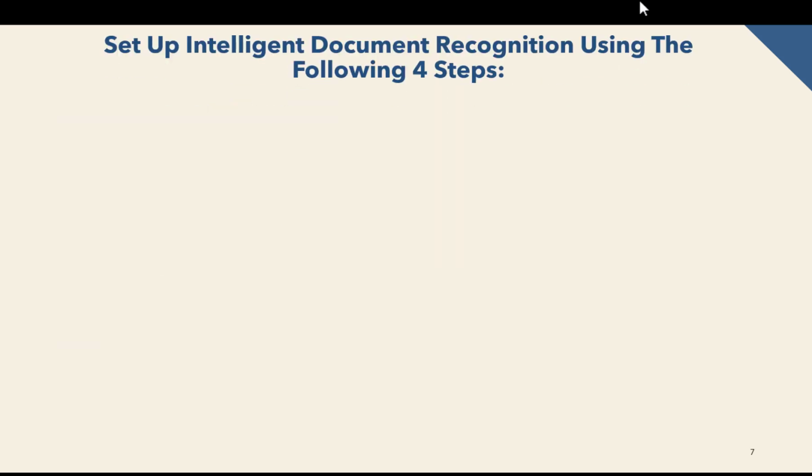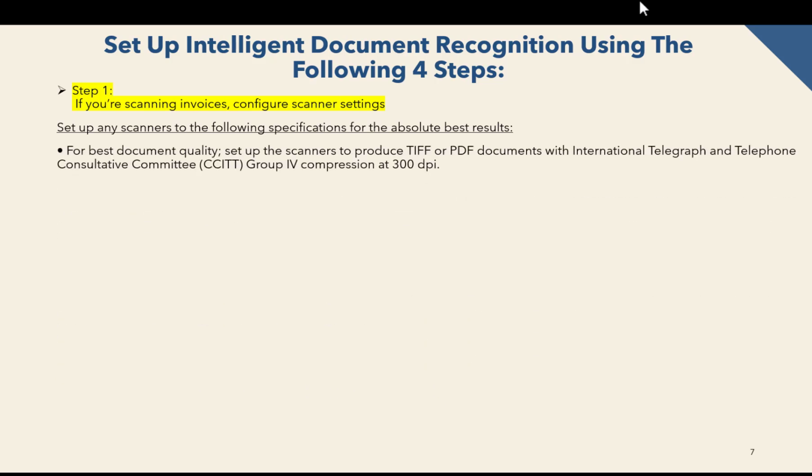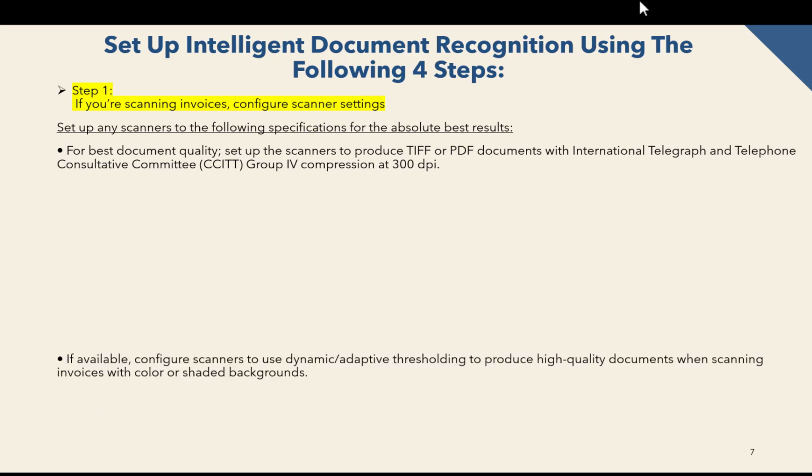For the setup of intelligence, there are around four steps. First of all, if you are scanning invoices, you have to configure the scanner settings. Set up the scanners following these specifications for the absolute best results. For the best document quality, set up the scanners to produce TIFF or PDF documents with International Telegraph and Telephone compression, CCITT.